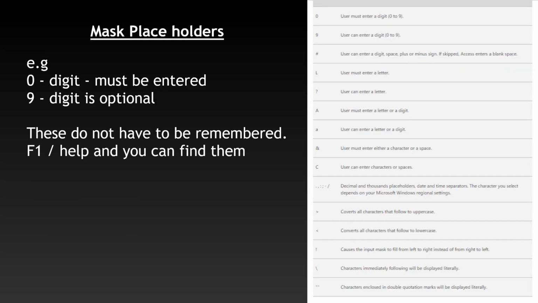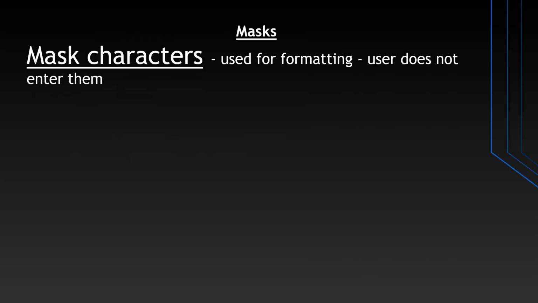A mask helps with getting valid data. It forces a user to enter data in a certain format. It consists of placeholder characters such as 0 for a digit which must be entered, or a 9 for a digit that is optional. A little a can be a letter or a digit and it is optional. You do not have to memorize them as they are part of the offline help in Access. The mask characters are part of the formatting and do not get typed in by the user. They can be stored or there is an option of not storing them.